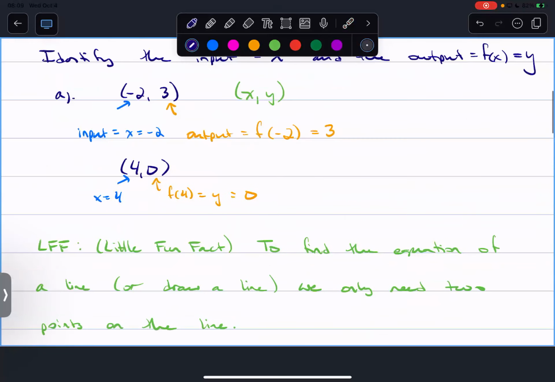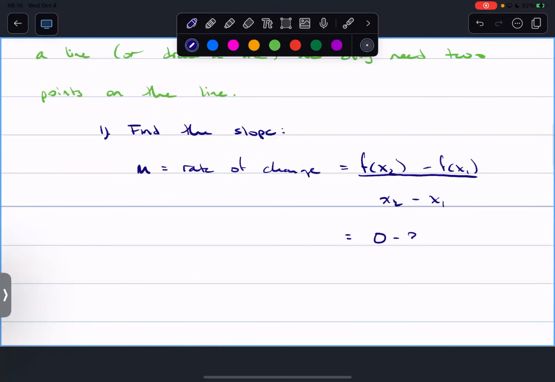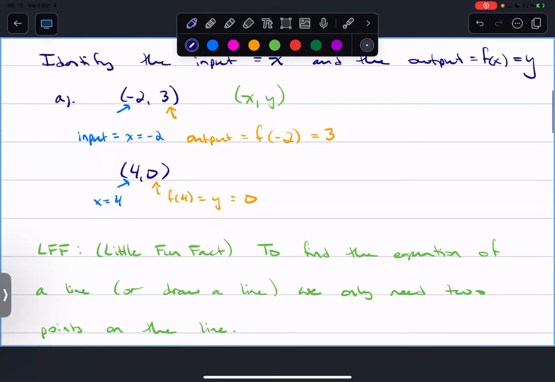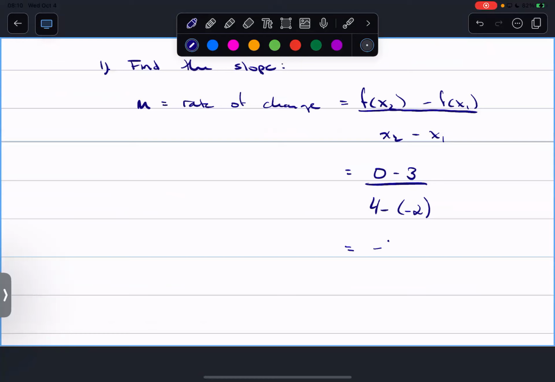So what do we get in this case? We get 0 minus 3. Output 2 minus output 1 over input 2, which is 4, minus input 1, which is negative 2. 4 minus negative 2. I get negative 3 over 6. You can absolutely simplify it if you want. I'm going to be lazy and leave it, but it's also playing it safe, right?